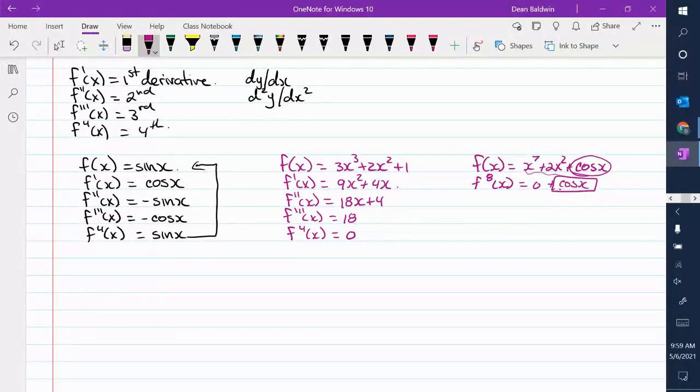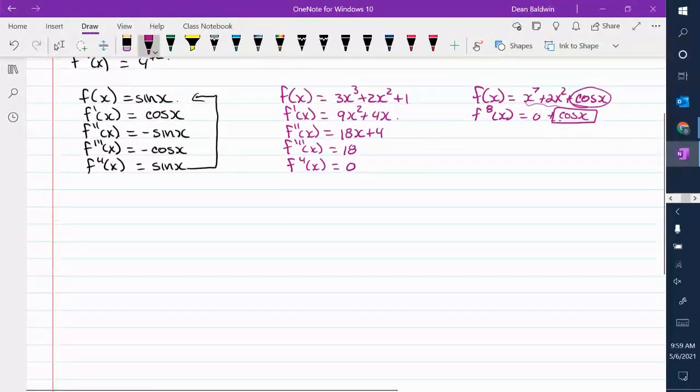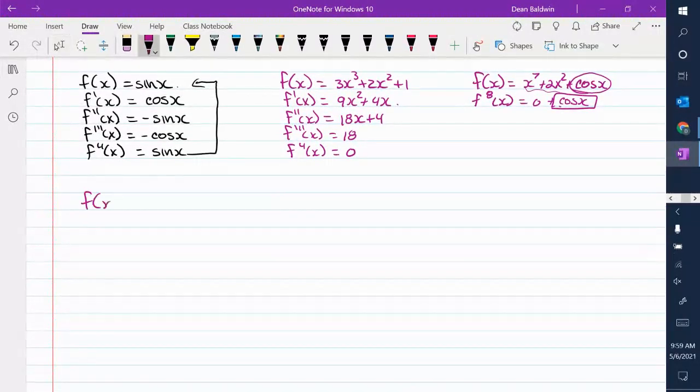All right. What if I asked you this? I go f of x is equal to, let's just make this 2 over x plus 1. Nice and straightforward. And I said, I want to know what f double prime is. This is not a polynomial function. Okay, remember, polynomials don't have variables in the denominator. It's a rational function, so it's not going to go to 0. So we actually have to do it.